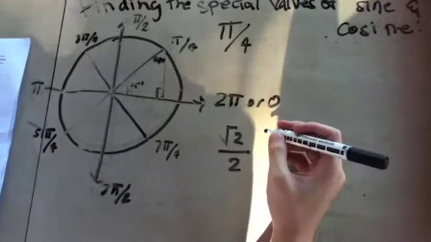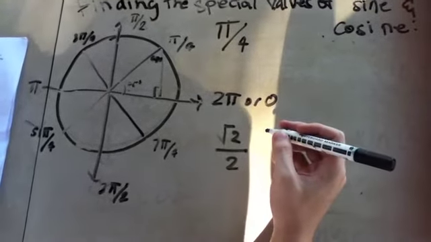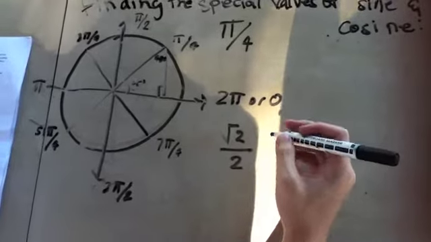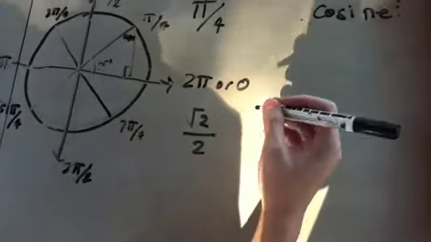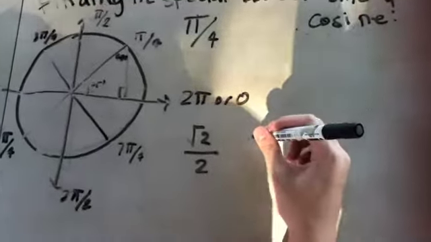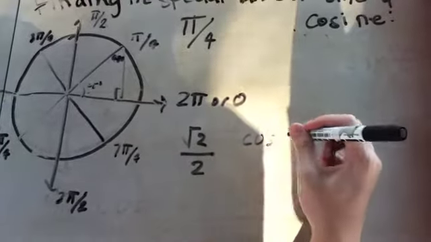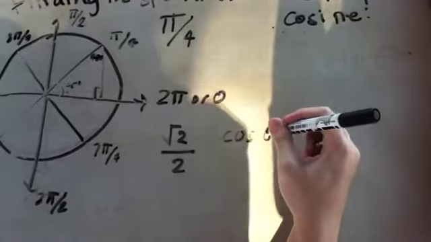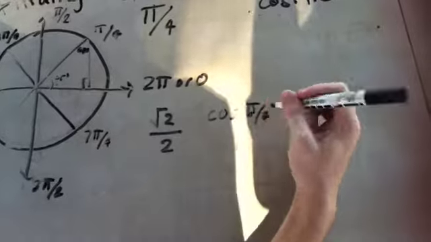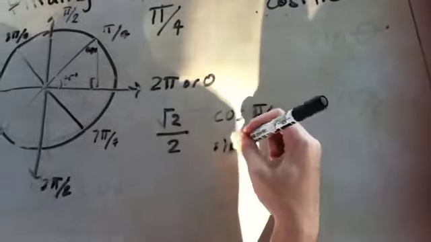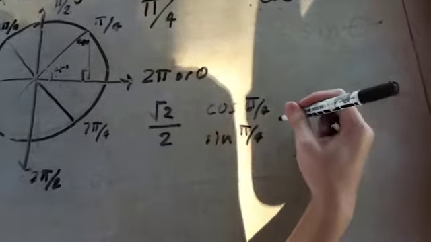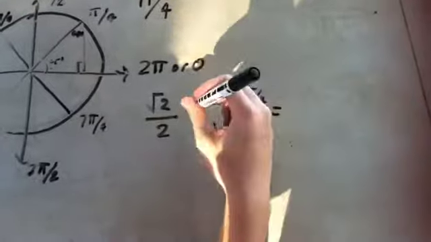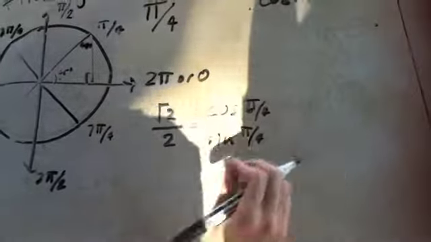Thus, the value of cosine and sine for pi over 4 is both equal to square root of 2 over 2.